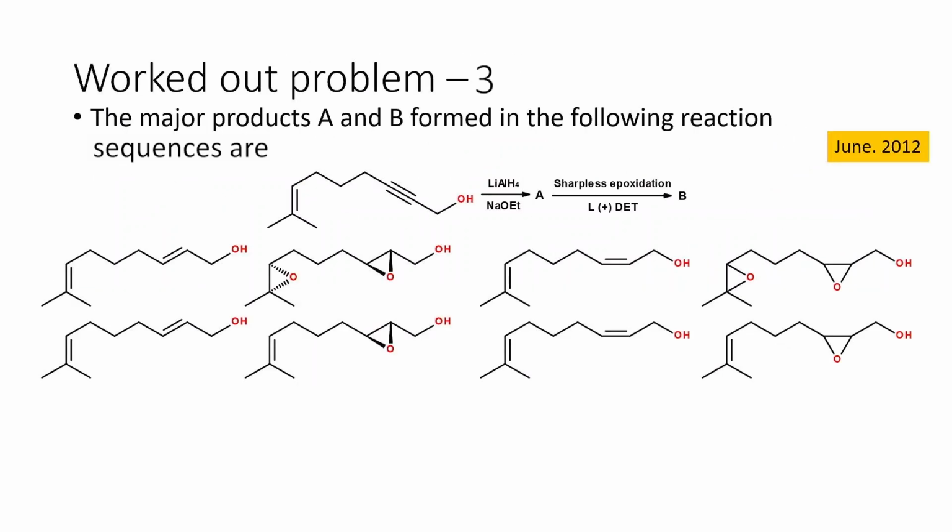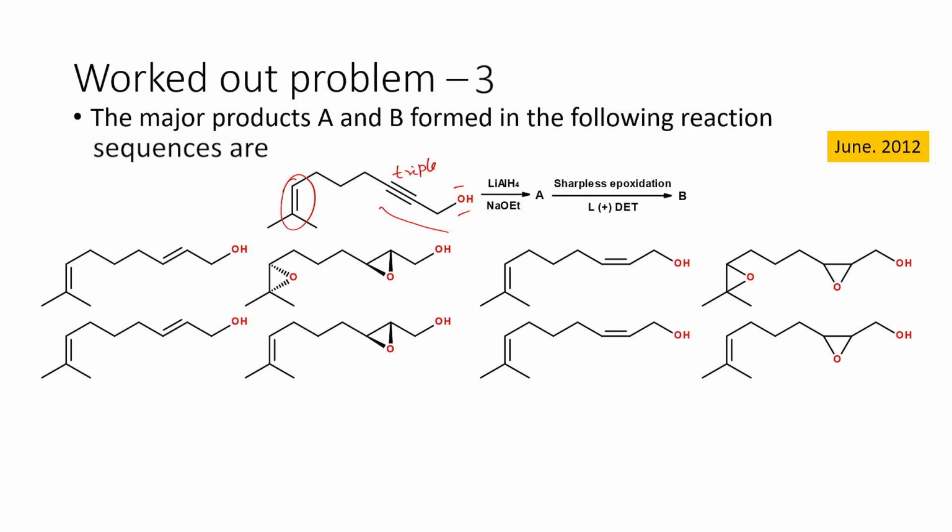So let us move on to the next problem. So here, the major products A and B formed in the following reaction sequence are. There is an alkynic alcohol given as the starting material. This is also having a double bond, an alkenic double bond is also present. So we have a double bond, we have a triple bond, and we have an alcohol unit.